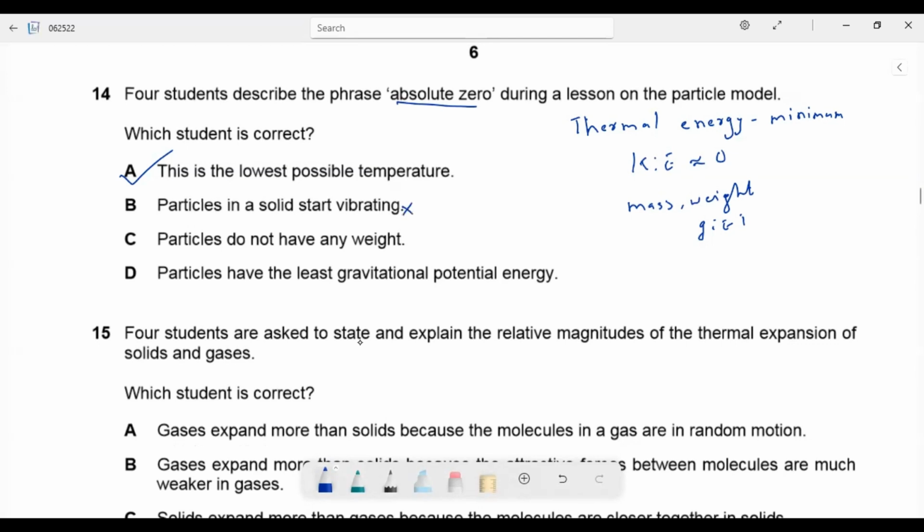This choice is wrong. It is not related. This is also wrong. Particles do not have any weight. It will be having weight. Particles have the least gravitational potential energy. Actually, particle will be having least thermal energy and zero kinetic energy. So A is the right answer.